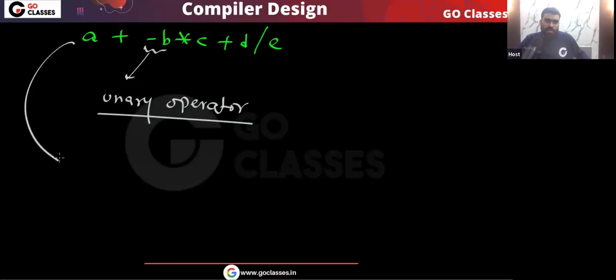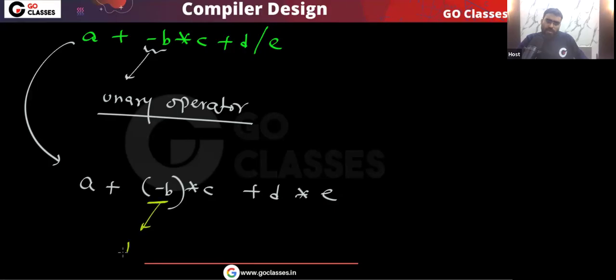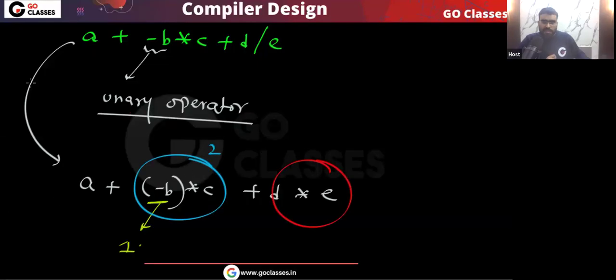Basically, this code is similar to A plus minus B multiplied by C plus D multiplied by E. So first you need to do minus B. This is the first thing to do. Then you will do multiplication. This is the second thing to do. Then this will be the third thing to do.